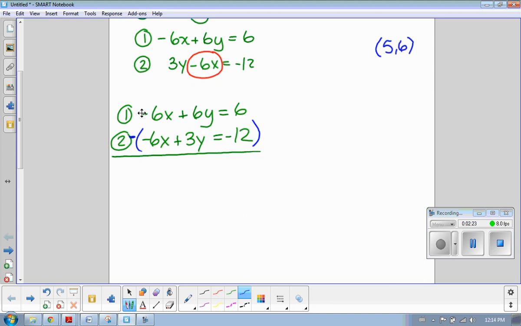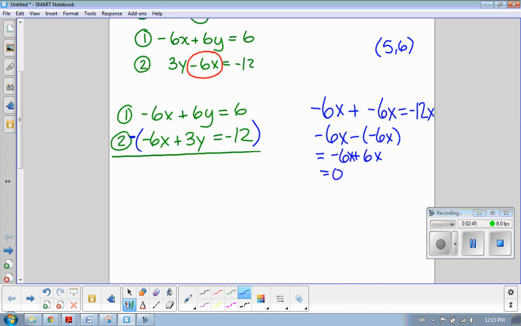Just to review why we chose subtraction: if we added together negative 6x plus negative 6x, we would actually end up with negative 12x. But if we subtract, we end up with 0, which is what we wanted. So make sure you take your time at that step, because if you pick the wrong plus or minus there, it will mess up the entire rest of the equation.